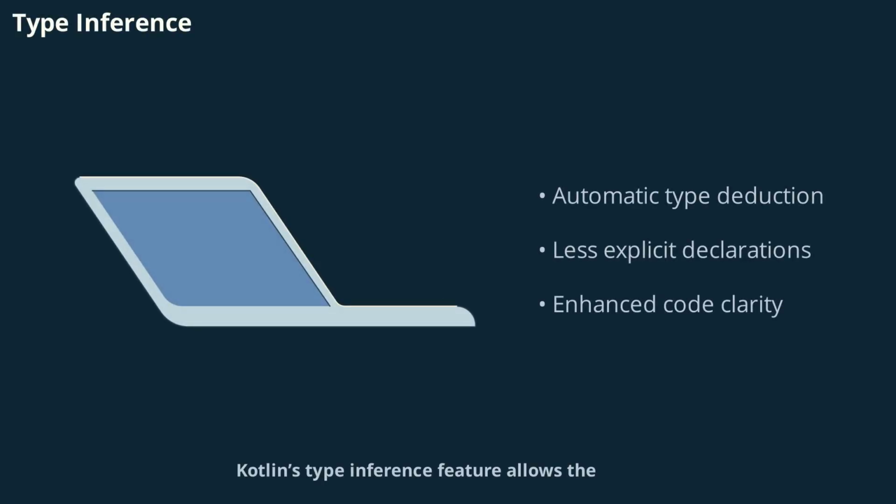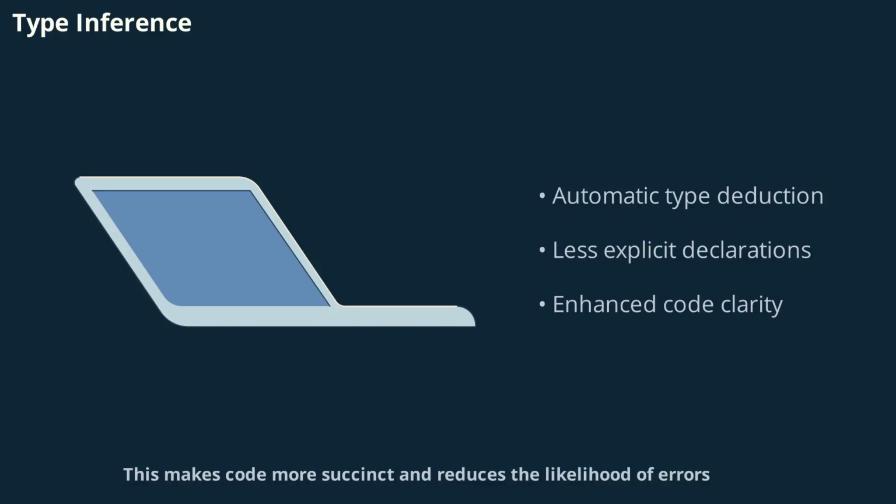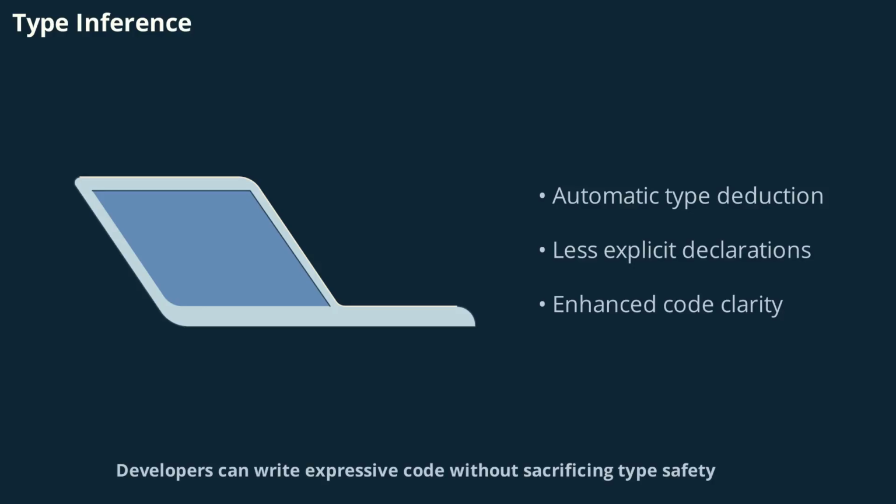Kotlin's type inference feature allows the compiler to deduce variable types automatically, eliminating the need for explicit type declarations. This makes code more succinct and reduces the likelihood of errors. Developers can write expressive code without sacrificing type safety, which is a significant improvement over Java's more rigid requirements.